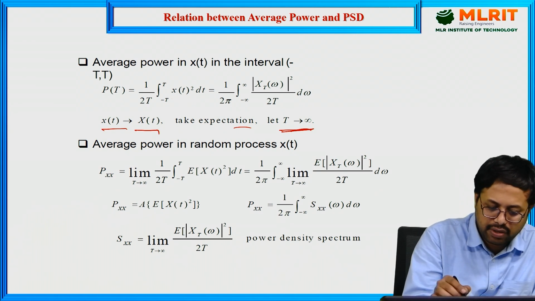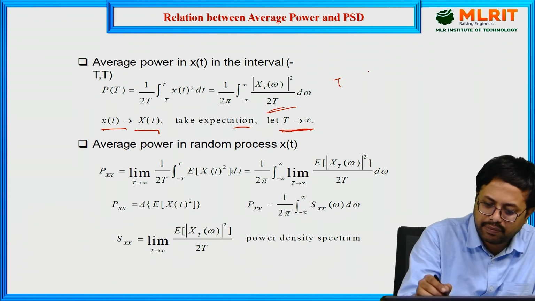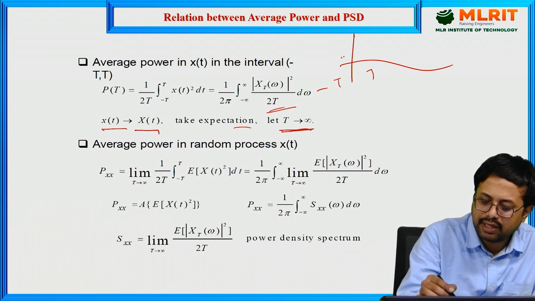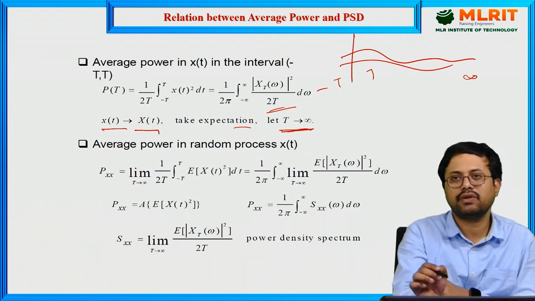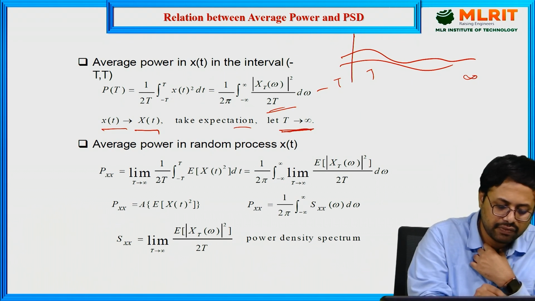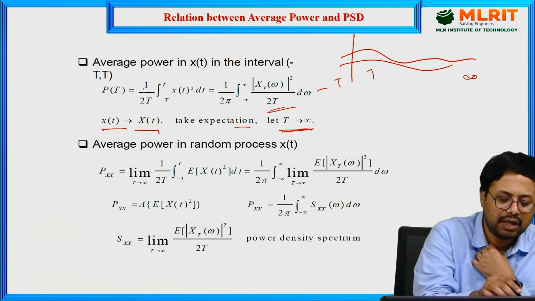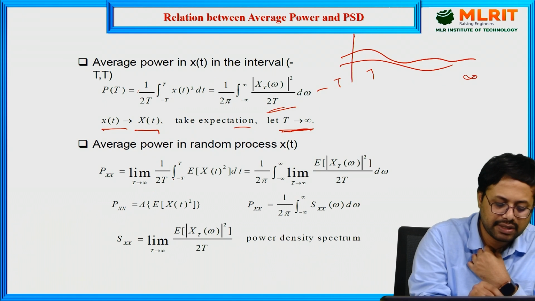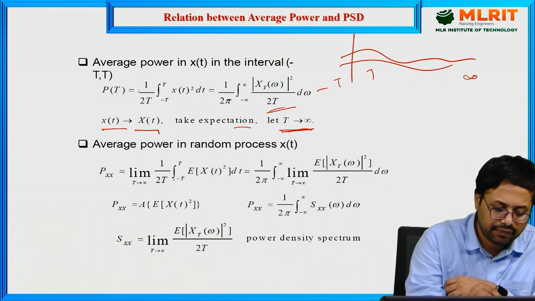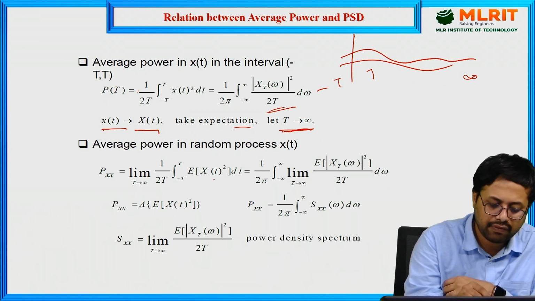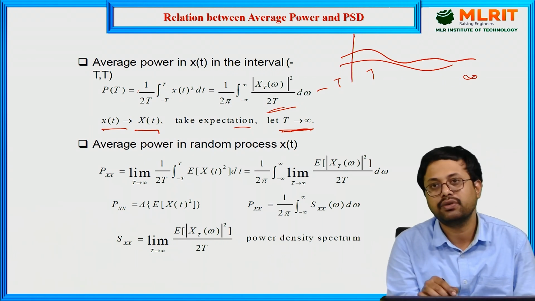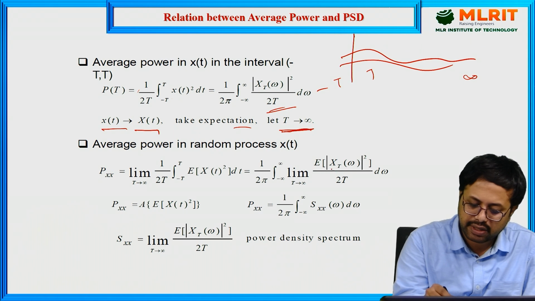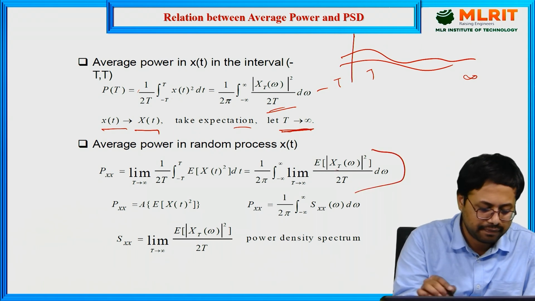Because we considered up to minus T to T in the beginning, but the random signal has up to infinity time duration, we substitute the limit T tends to infinity and apply expectation. Apply the limit on both sides: limit T tends to infinity of 1 by 2T integral from minus T to T of expectation of x square of t dt, equals limit T tends to infinity of expectation of |X_T(omega)| whole square by 2T d omega.